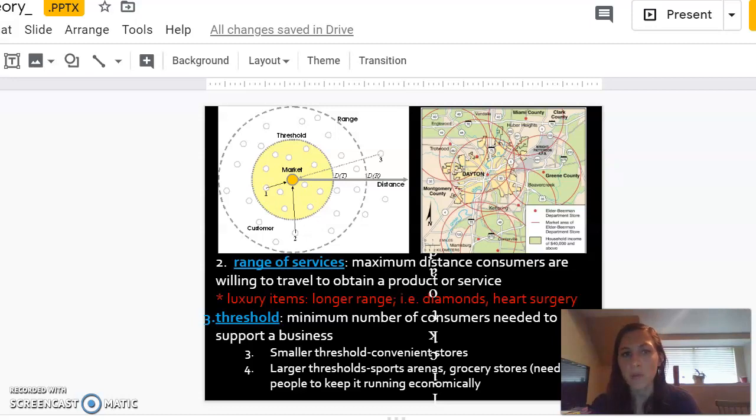But remember, range and threshold are not the only things that people and businesses look at when they're building their stores. So keep in mind that central place theory does not account for the amount of money people are making in those areas, because H-E-B will not build in an area where people don't have the money to buy their products, which creates those food deserts that we talked about.